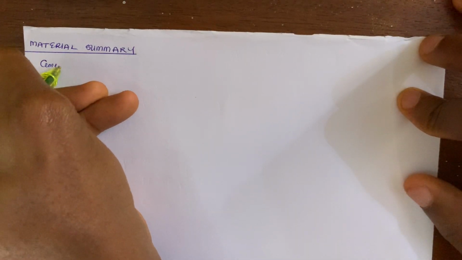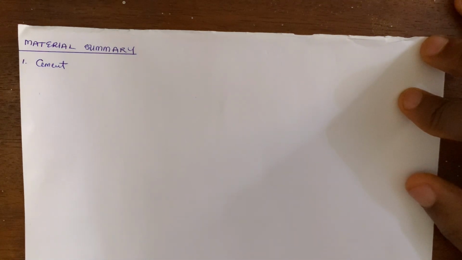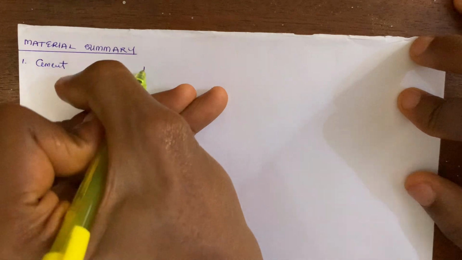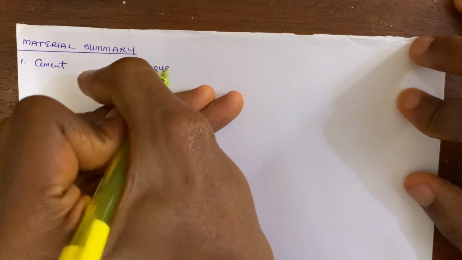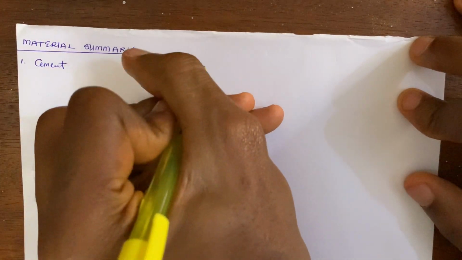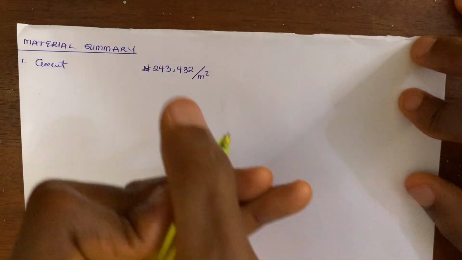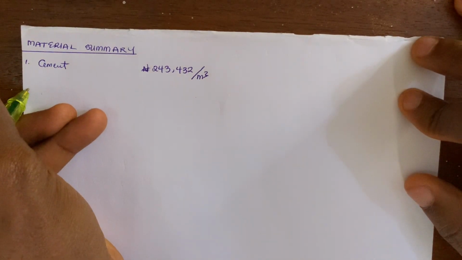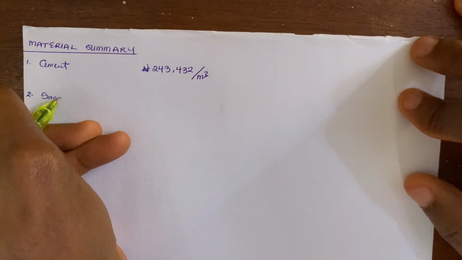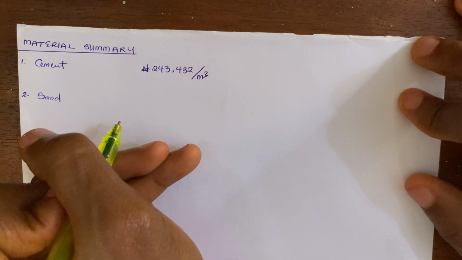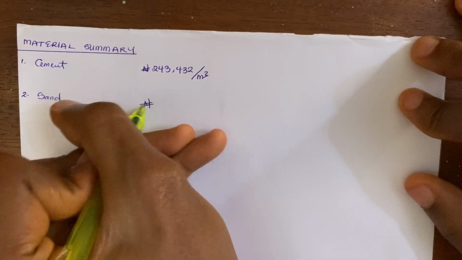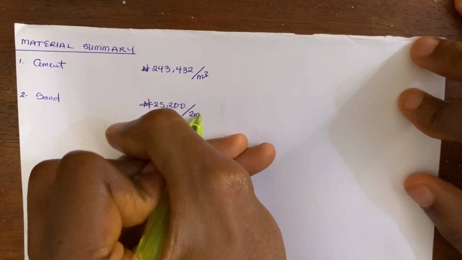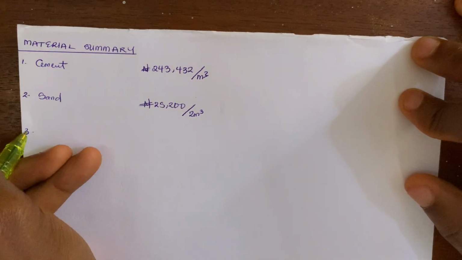So the first material is cement. So cement, we built it up to be 243,432 naira per meter cube, because the cement has a ratio of 1, and then number 2 is the sand. And what did we build our sand to be? 25,200 for 2 meter cube. And then the last one is aggregate.